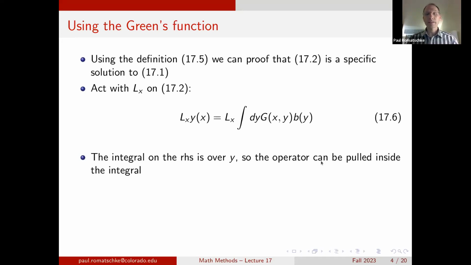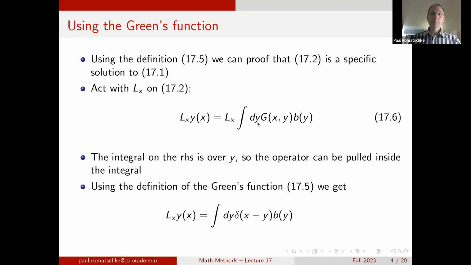The integral on the right-hand side is over y, and that means that the operator Lx can be pulled inside the integral. Doing that, the differential operator will act on the Green's function g, and we get the delta function as in the definition 17.5. Once we have that, the integral over y and the delta function just reproduces the function b of argument x that we need on the right-hand side of the inhomogeneous differential equation.